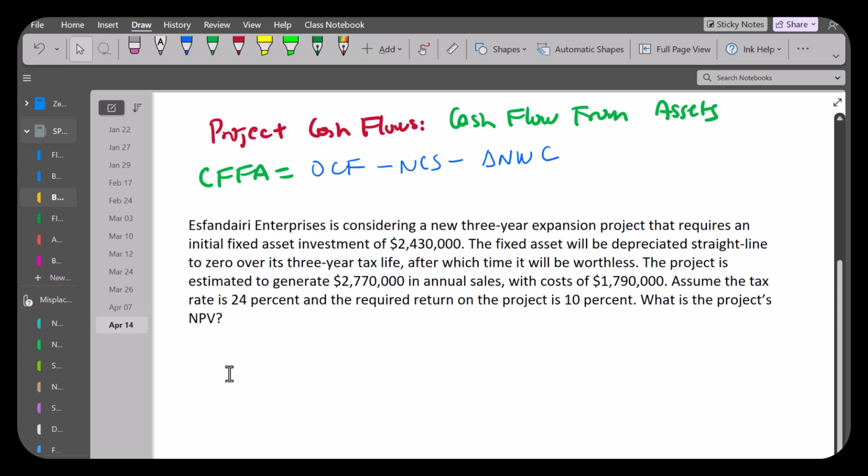Okay, we have a firm that's considering a 3-year expansion project that requires an initial investment of 2.42 million. It's going to be depreciated straight line to zero over its 3-year tax life. After that, it's going to be worthless, which means there's not going to be any salvage value. It's expected to generate 2.77 million in annual sales, cost of 1.79 million. Tax rate is 24%, and discount rate is 10%. What is the project's NPV?